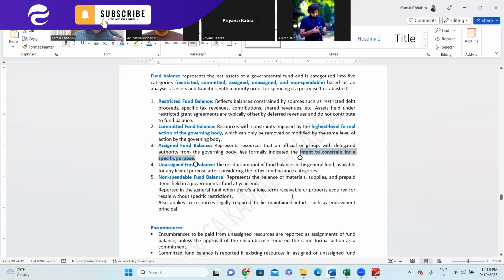Third is assigned fund balance. That means fund balance you have assigned for a particular activity. Fourth one is unassigned fund balance. It's like a free cash flow. And the last one is non-spendable.